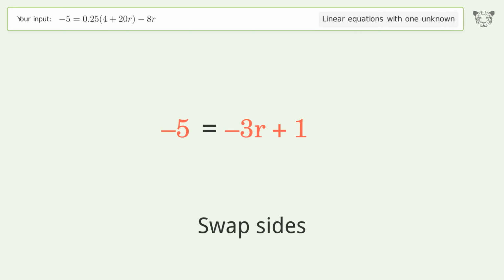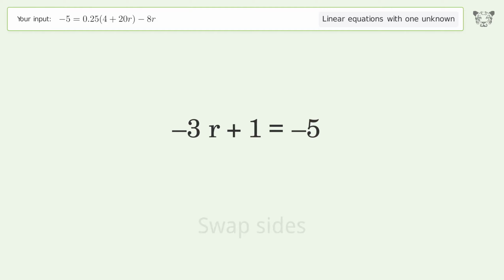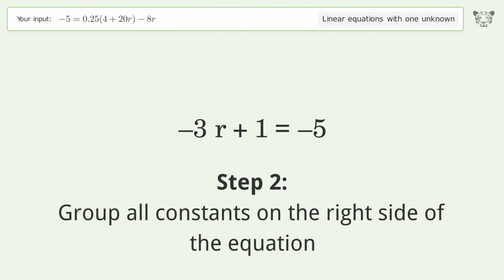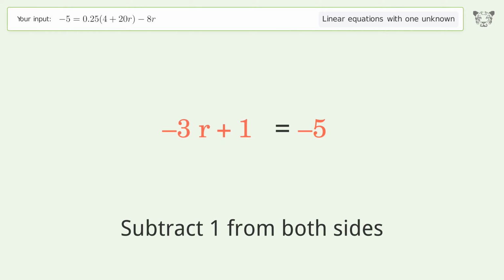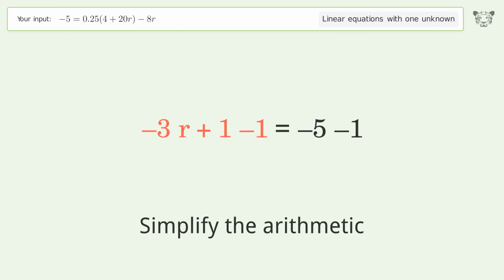Swap sides. Group all constants on the right side of the equation. Subtract 1 from both sides. Simplify the arithmetic.